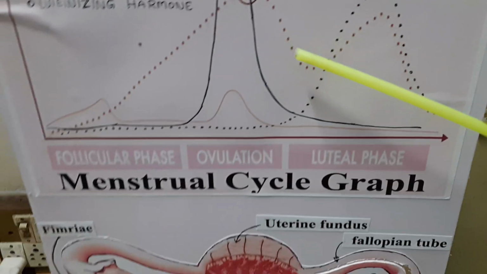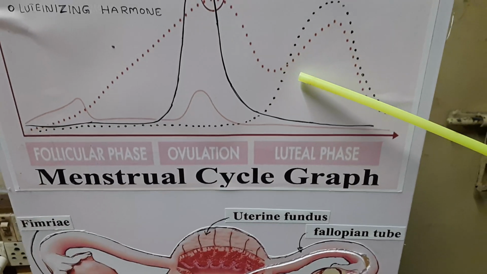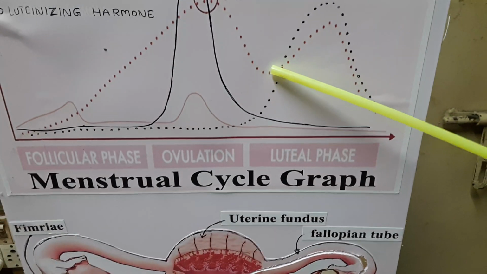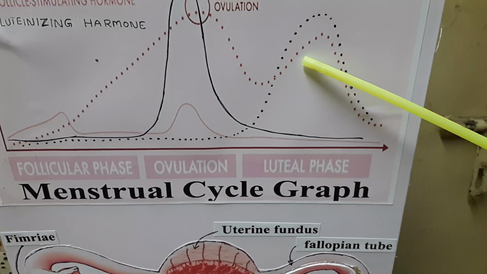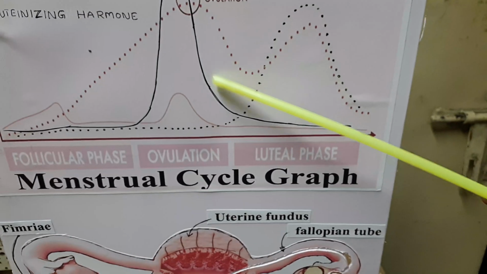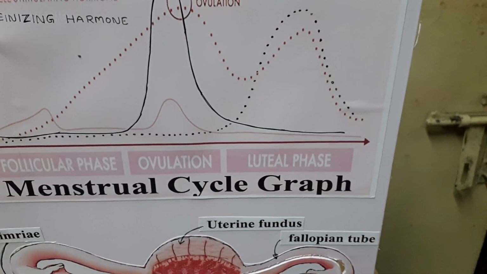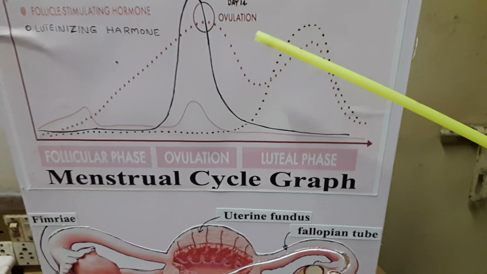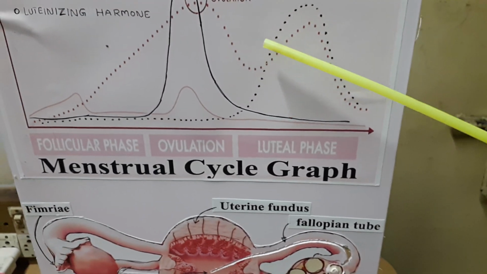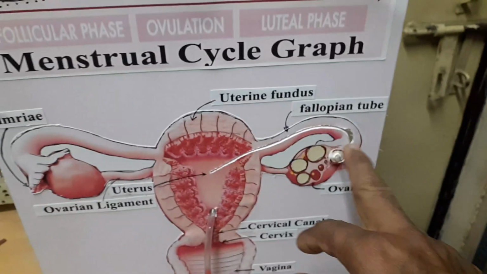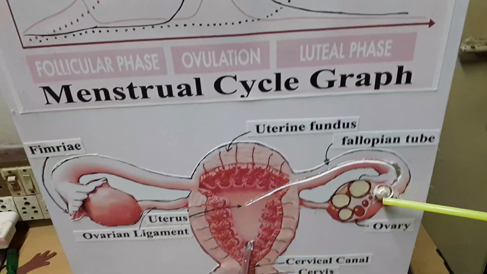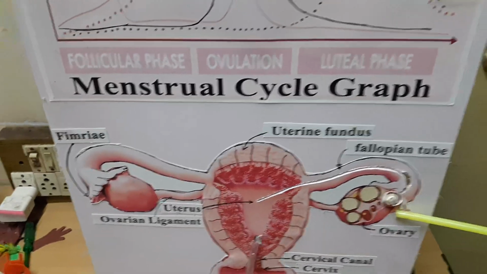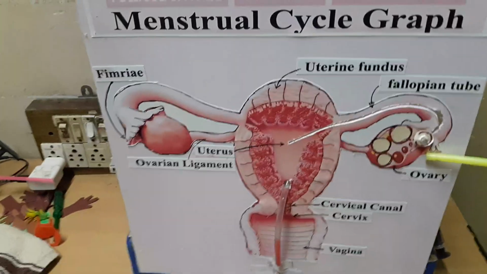Luteal phase. At this phase, the levels of luteinizing hormone and follicle stimulating hormone decrease. This is the follicle stimulating hormone, and this is the luteinizing hormone, whose levels decrease during the luteal phase. The ruptured follicle closes after releasing the egg, and forms the corpus luteum, which produces estrogen and progesterone, which causes the lining of the uterus to thicken even more.